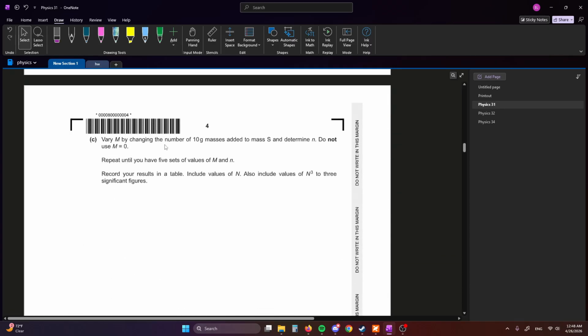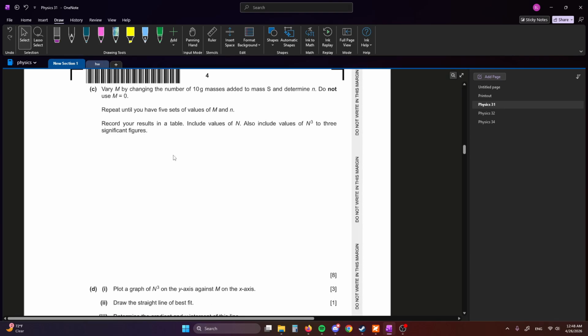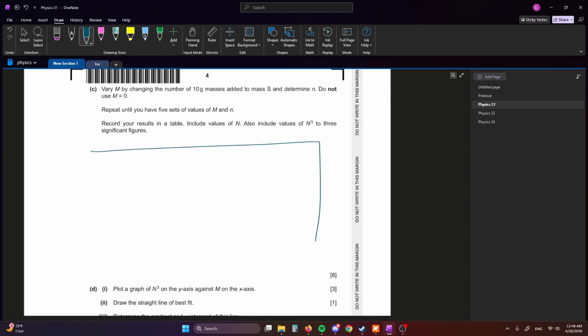All right, so vary m by changing the number of 10-gram masses added to S and determine n. Do not use m equals 0. Repeat until you have 5 sets of m and n. Record your results in a table, including values of n. Also include the values of n cubed to 3 sig figs. All right, so let's actually draw our table.